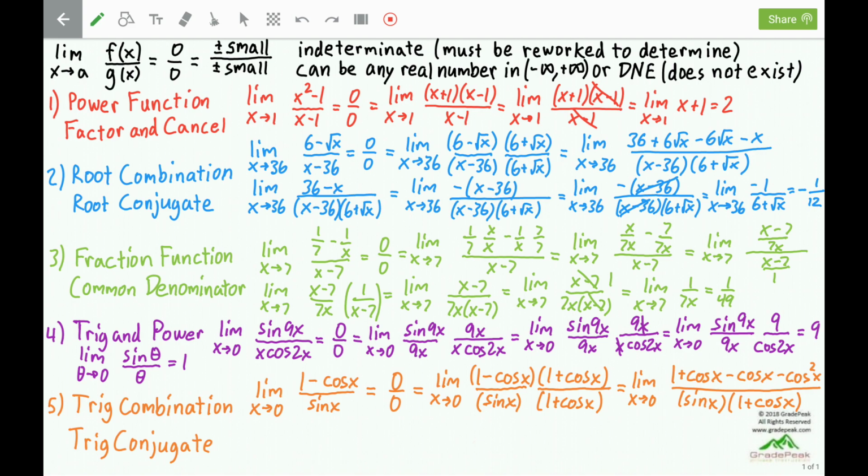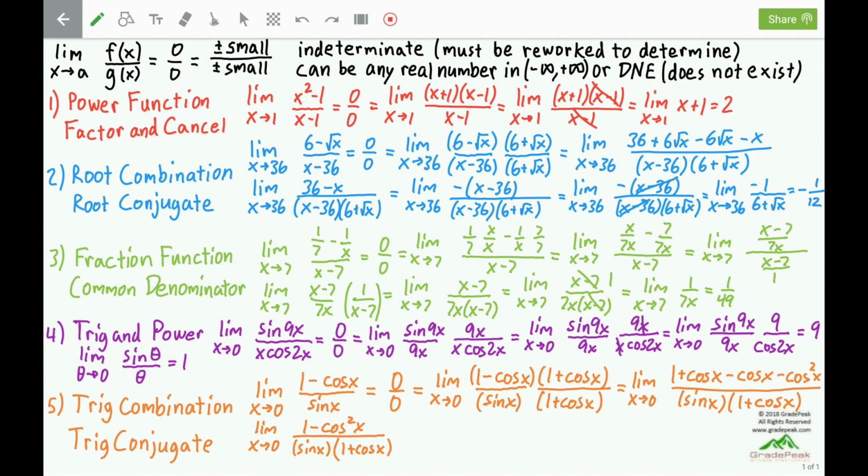Just like the root conjugate result, the outside and inside terms are the same value but opposite signs, so they will cancel with each other, leaving us 1 minus cosine squared x. At this point, you will have some sort of Pythagorean trig identity. The one we'll want in particular is sine squared of x plus cosine squared of x equals 1, or rearranged, sine squared of x equals 1 minus cosine squared of x.